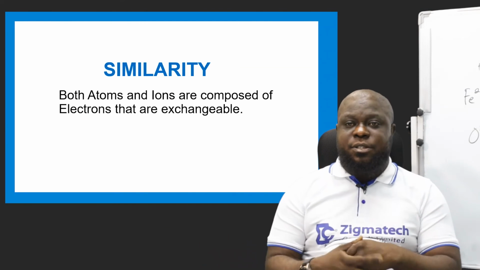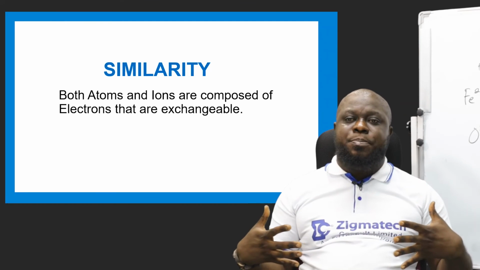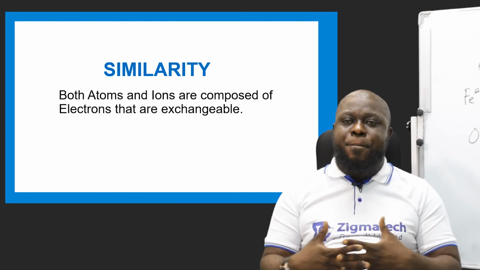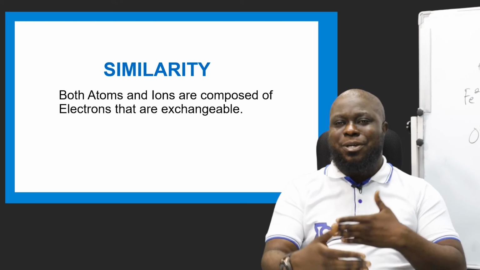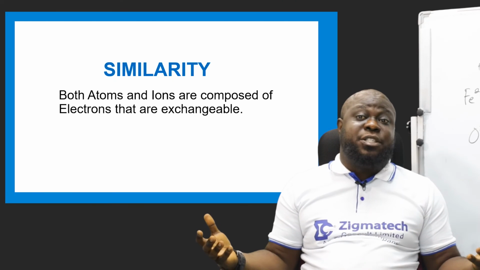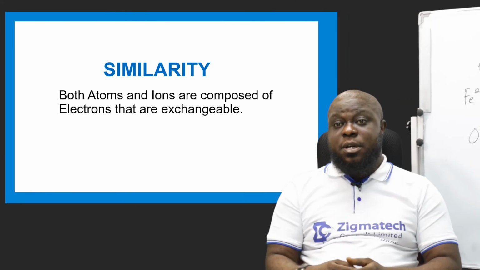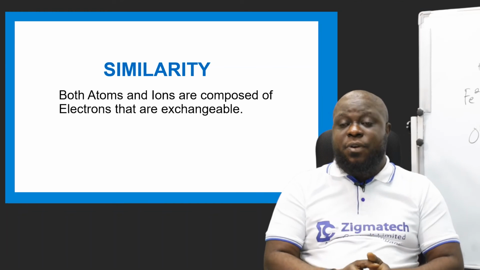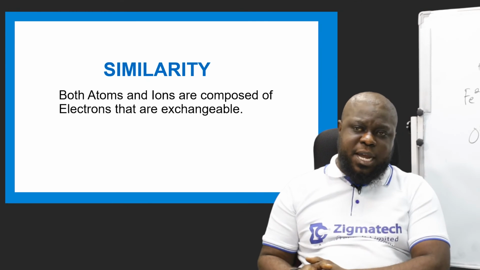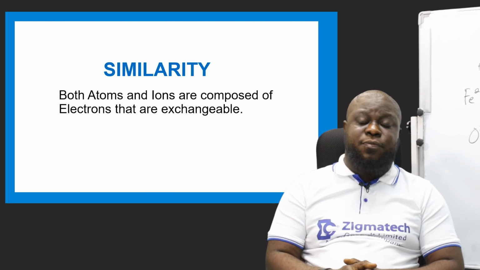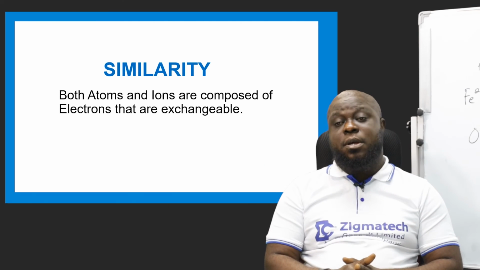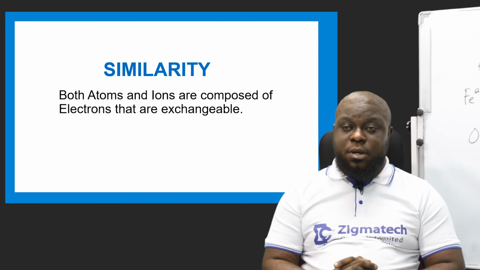Now, there are similarities. Both atoms and ions are composed of electrons that are exchangeable. Both of them have charges that can be exchanged. The cations can be exchanged for the anions, the anions can be exchanged for the cations, the protons can be exchanged for the electrons, and the electrons can be exchanged for the protons.